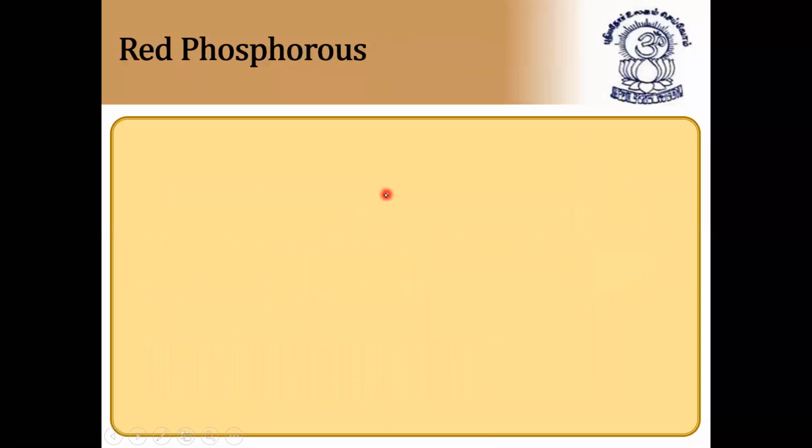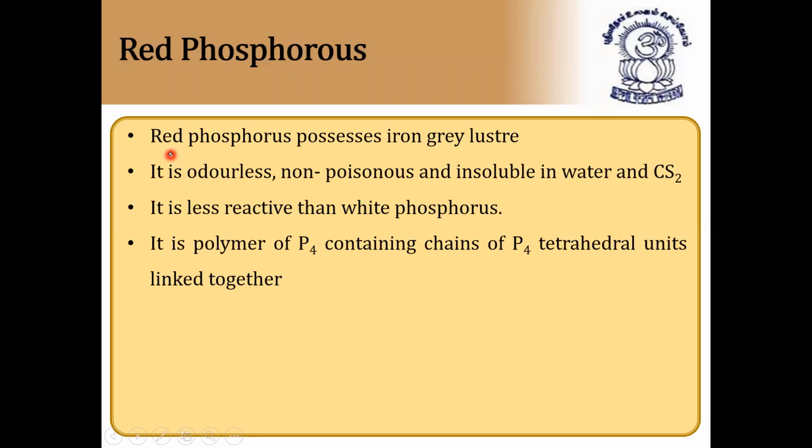Next, red phosphorus. Red phosphorus possesses an iron gray luster. It is just like a gray color luster. Luster means shiny. It is odorless, non-poisonous, and insoluble in water and carbon disulfide. So to distinguish white phosphorus from red phosphorus, both are insoluble in water, but white phosphorus is soluble in carbon disulfide, whereas red phosphorus is not soluble even in carbon disulfide.